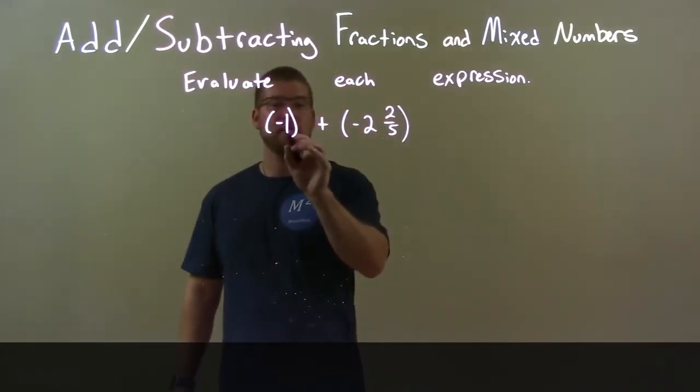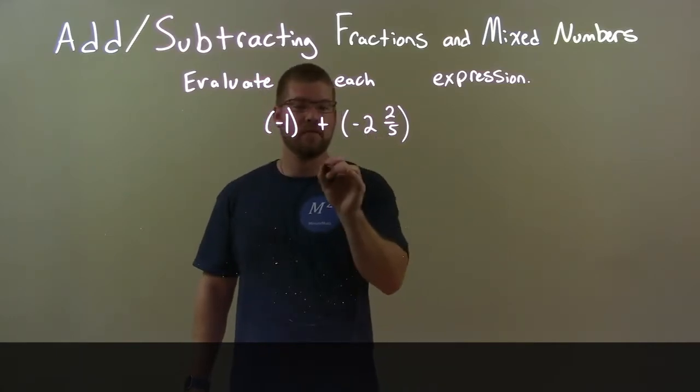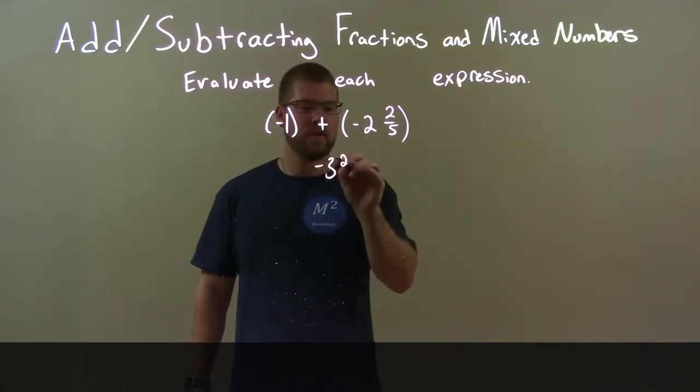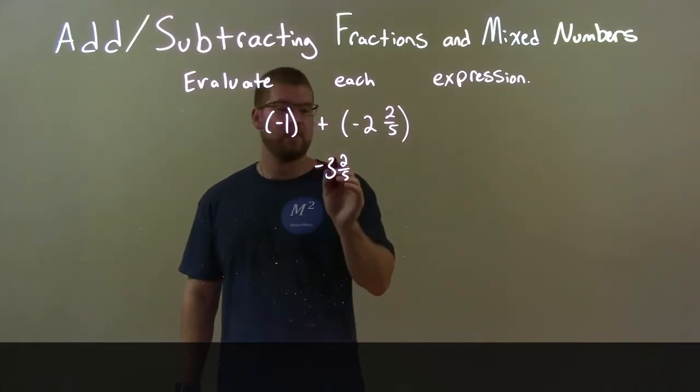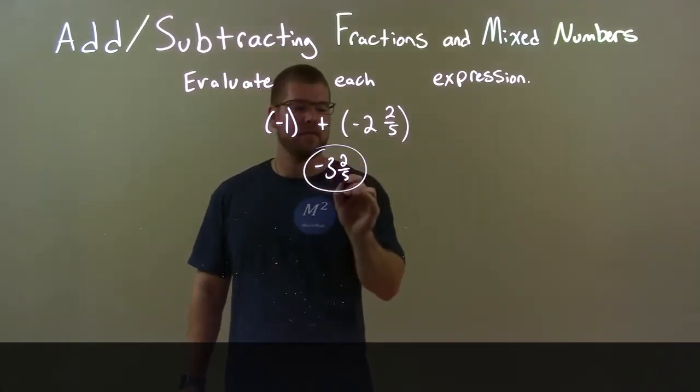We're going to combine the negative 1 and the negative 2 to be a negative 3 and keep the 2/5 in there. And so that's all we have. Our final answer is negative 3 and 2/5.